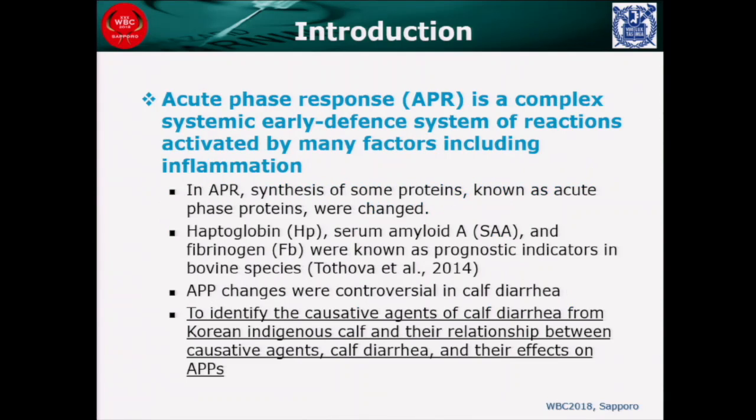Acute phase response is a complex systemic early defense system of reactions activated by many factors, including inflammation. In APR, the synthesis of some proteins, which are known as acute phase proteins, is changed. There are many kinds of acute phase proteins. Among them, haptoglobin, serum amyloid A, and fibrinogen are known as prognostic indicators in bovine species. However, acute phase protein changes were controversial in calf diarrhea, so our research was to identify the causative agents of calf diarrhea from Korean indigenous calves and their relationship between causative agent, calf diarrhea, and their effects on APPs.